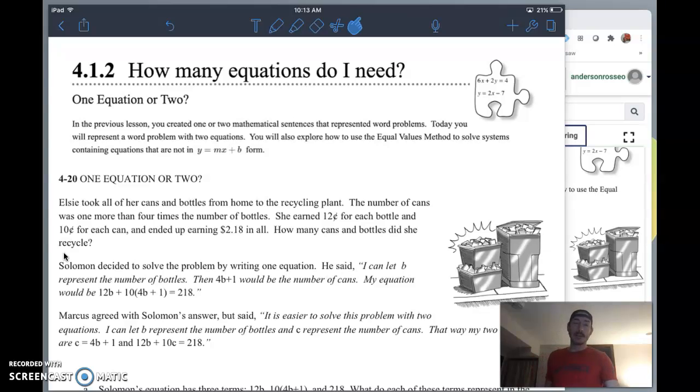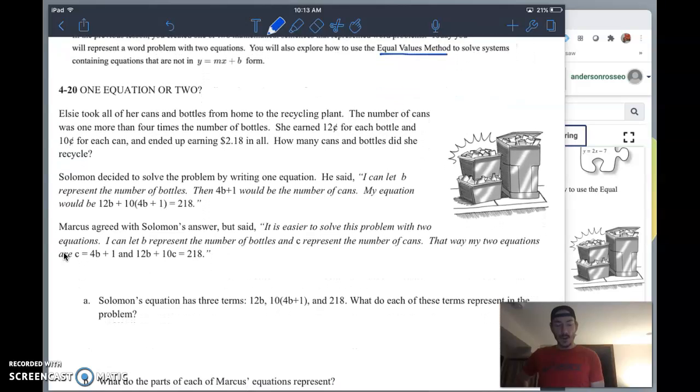Today, we're going to go ahead and focus on writing a couple different equations, and then we're going to use this thing called the equal values method that CPM has coined. I'll show you what I'm talking about. It's right here. The equal values method, and it's this idea of substitution. Maybe you've seen this before, but without further ado, let's dive into problem 4-20.